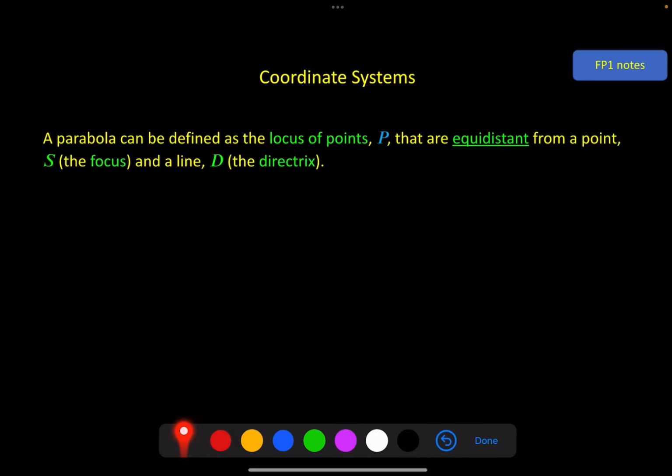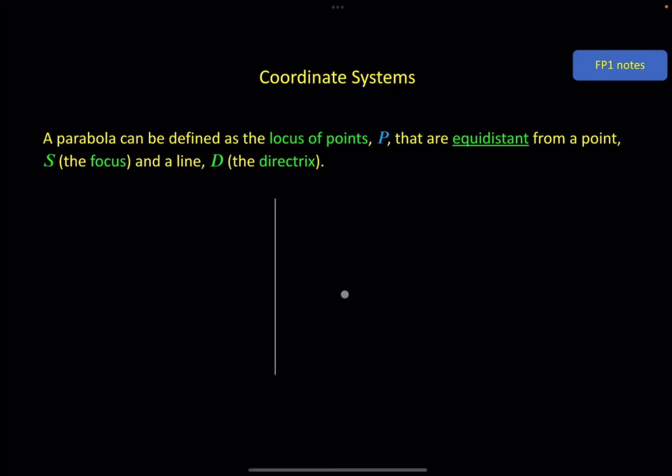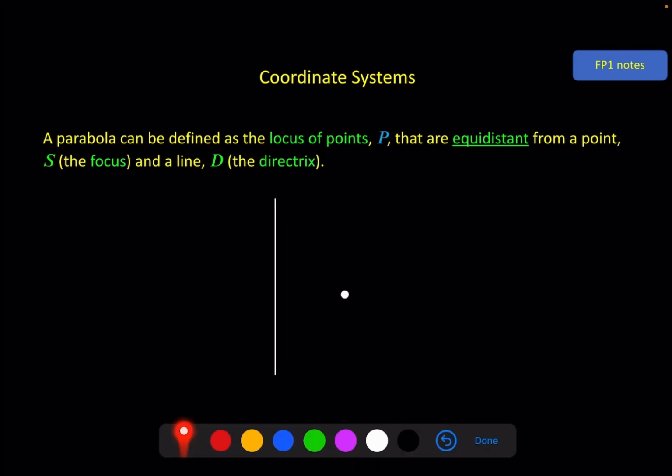A parabola can be defined as a locus of points P that are equidistant from a point, which we call the focus, I'll call that S, and a line, which we call the directrix, and I'll call that D. So instead of 2 points like we had in the starter question, here we've got a point and a line. And a parabola is defined as the points equidistant between these two. And again, we have a really easy starting point: from this point on the line to the midpoint is pretty easy to find. But as we move along this line, it's not quite so obvious how that works.